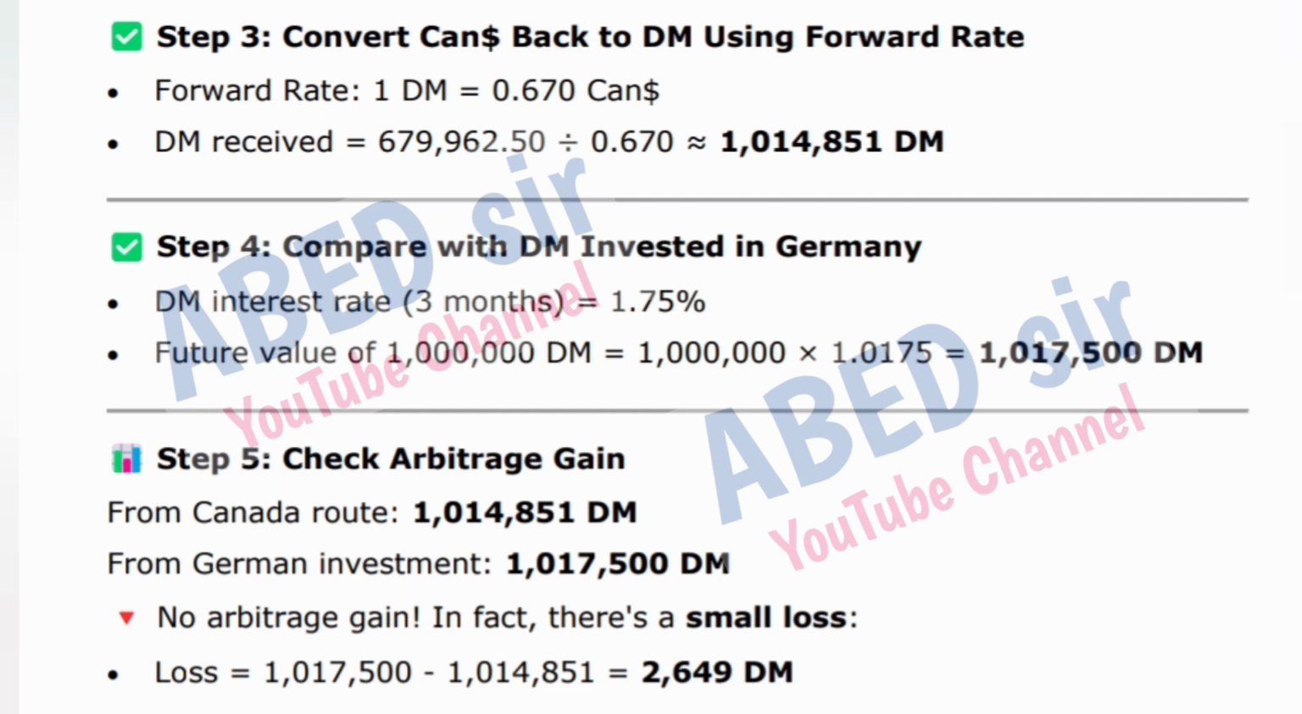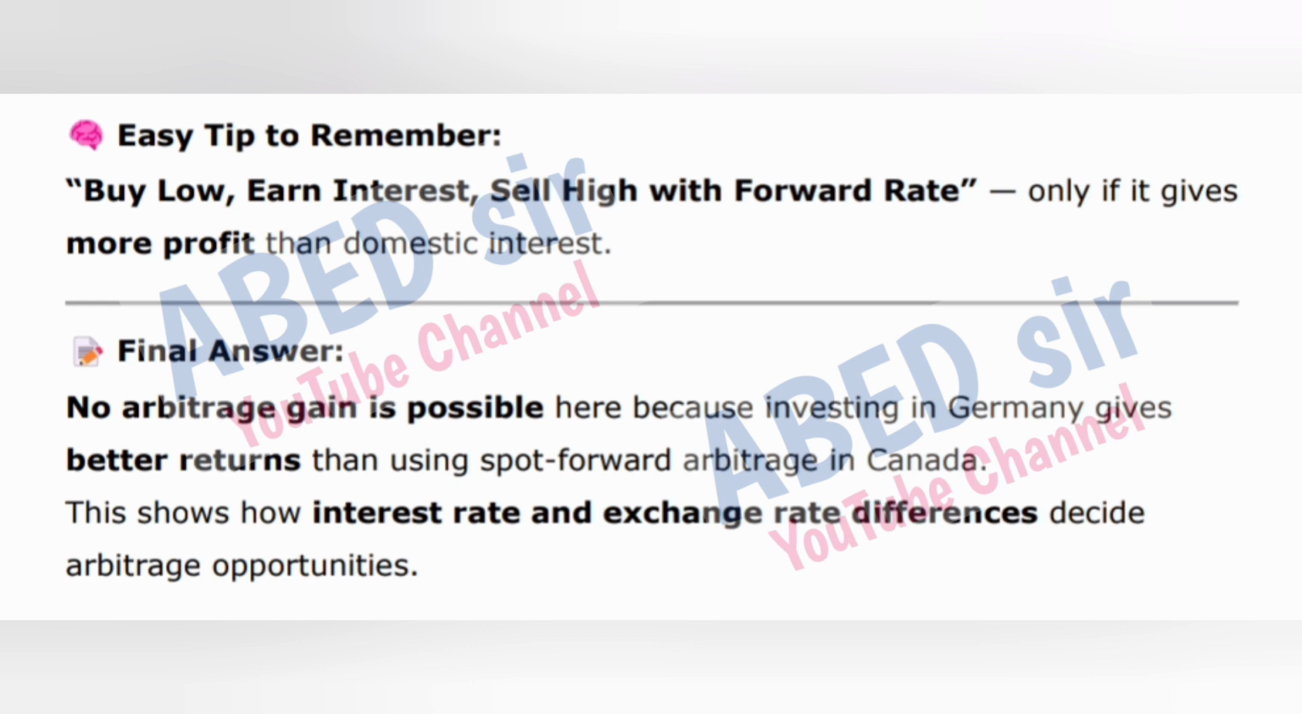Step 5. Check arbitrage gain. From Canada route, 1,014,851 diem. From German investment, 1,017,500 diem. No arbitrage gain. In fact, there's a small loss. Loss is equal to 1,017,500 minus 1,014,851 equals 2,649 diem.